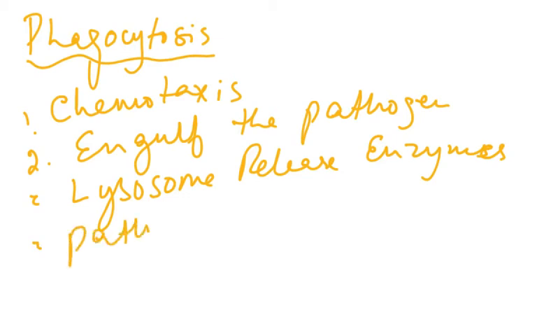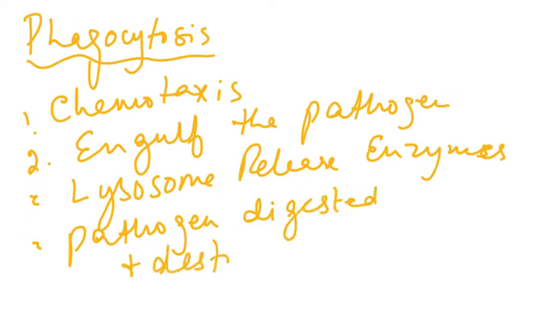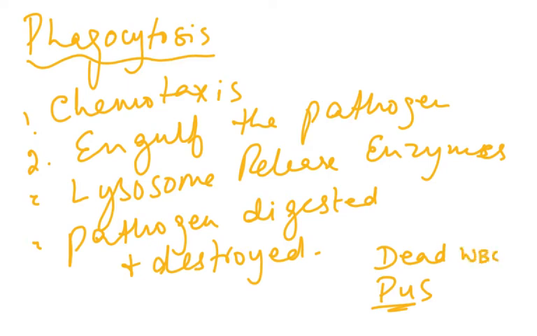Pathogen digested and destroyed. But in doing so, this neutrophil also dies. So whenever you have some sort of infection and you have pus in it, the pus is actually dead white blood cells. So what we have to understand is that the phagocyte, of course, is protecting you from invading pathogens, but in doing so, it is also dying. So it gave up its today for your tomorrow.